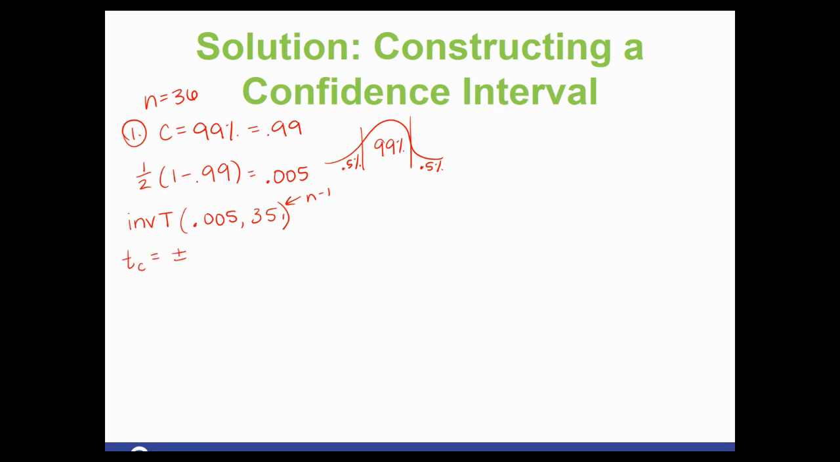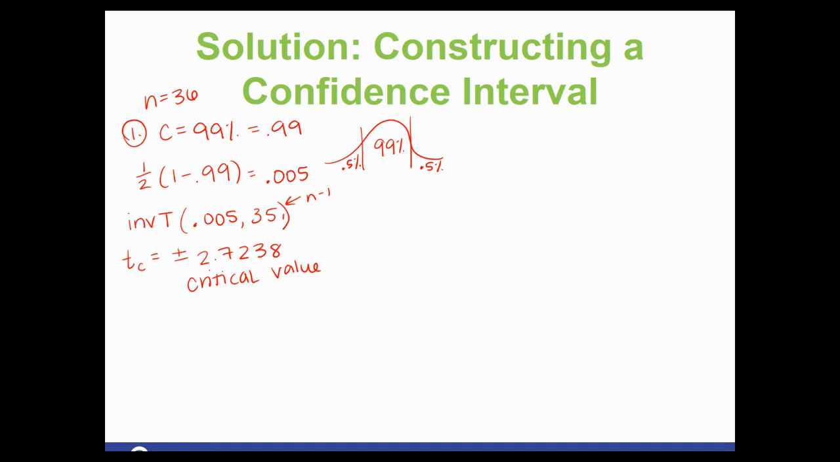So our tc is both the positive and the negative of 2.7238. That is your critical value. It is very helpful to name all of these pieces as you find them. So when you are asked specifically for different parts, you know which part goes where.